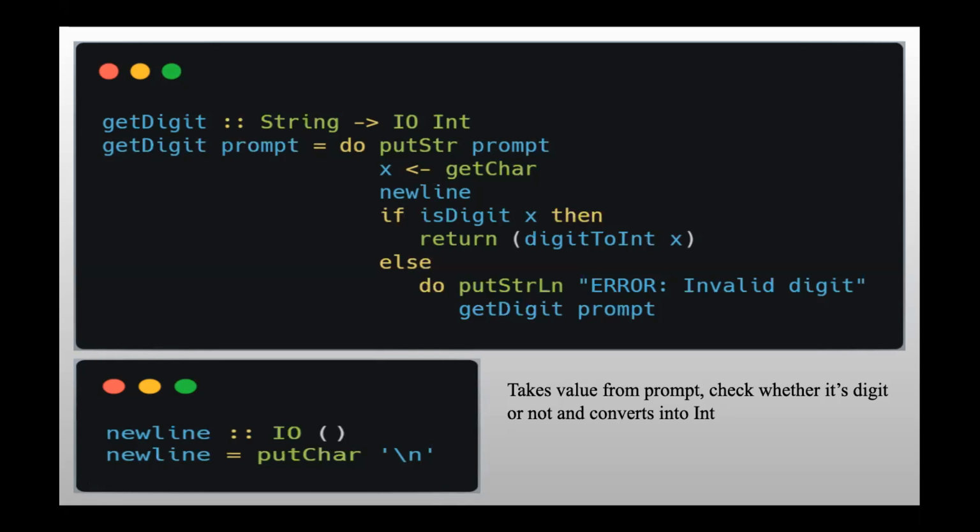Now to convert from digit to int, we import the Data.Char package, which has the digitToInt function in it. And the last one is the newline function, which is just for giving a new line. The way we were displaying 5 stars then 4 stars, for giving next lines we have made this newline function. So now Rahul will explain the next part.